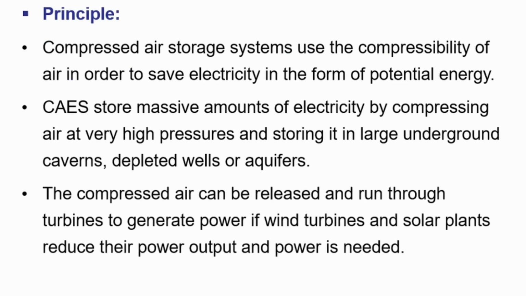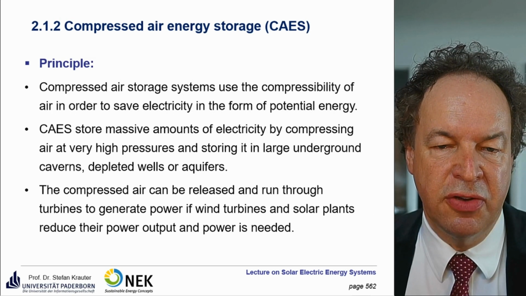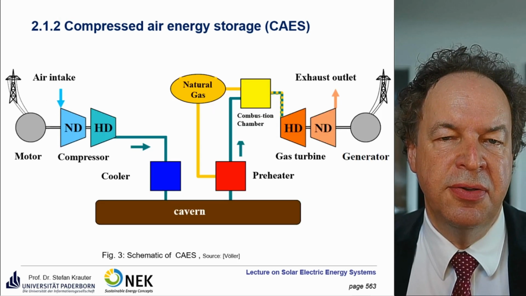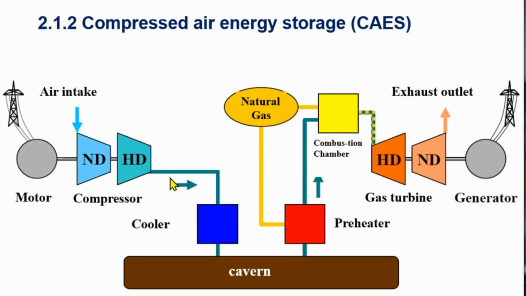The compressed air can be released and run through turbines to generate power if wind turbines and solar plants reduce their power output and this power is needed. So already this is the definition of storage need. So here you see that. You have here our compressor. This is electricity, sure. You have here low pressure and high pressure.